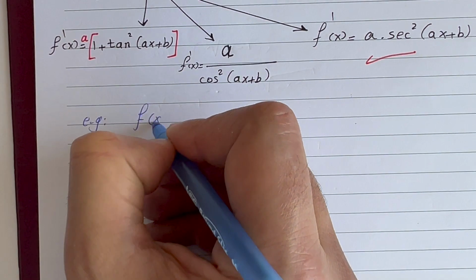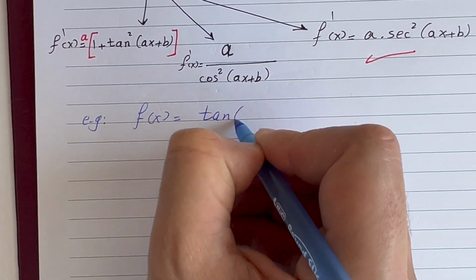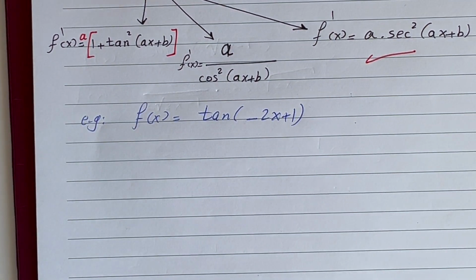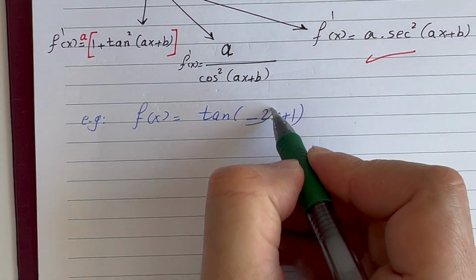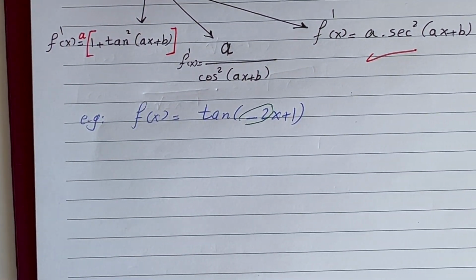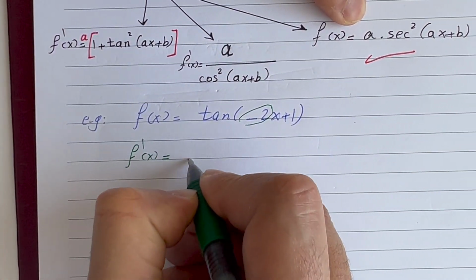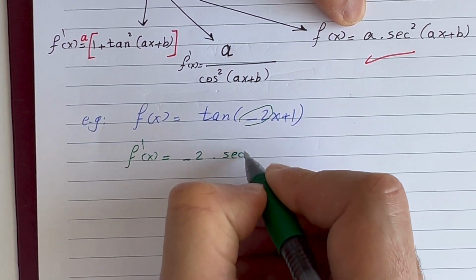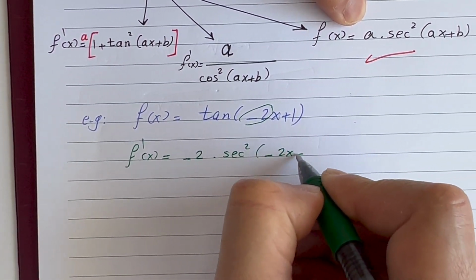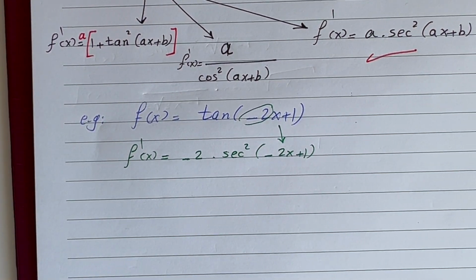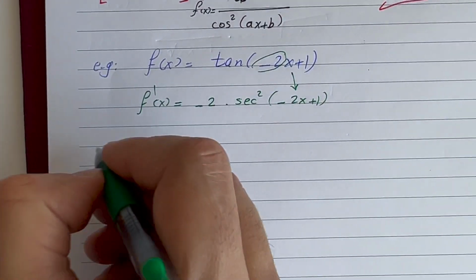Look at this example. I have f(x) equals tan(negative 2x plus 1). So the angle here is a linear function. The derivative of this angle is negative 2. So don't forget to multiply by negative 2. I would use this one. So f prime x equals negative 2 times sec squared(negative 2x plus 1). The angle stays as it is in the derivative always. Another example.